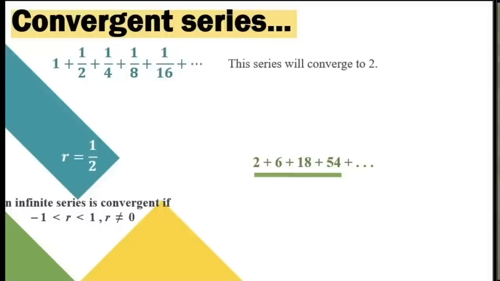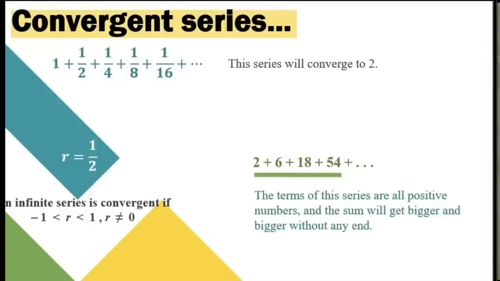If I give you the series 2 plus 6 plus 18 plus 54, the terms of this series are all positive, and the sum will be getting bigger and bigger without any end. If you want to calculate the ratio for this one, term 2 divided by term 1 is 3. Term 3 divided by term 2 is 3. That ratio is 3. Is 3 between negative 1 and 1? No. So this is not a convergent series. This is called a divergent series.